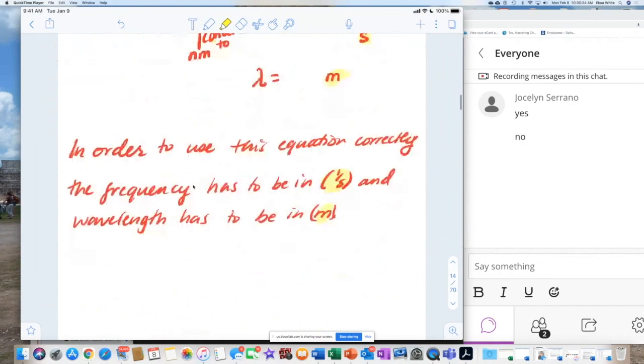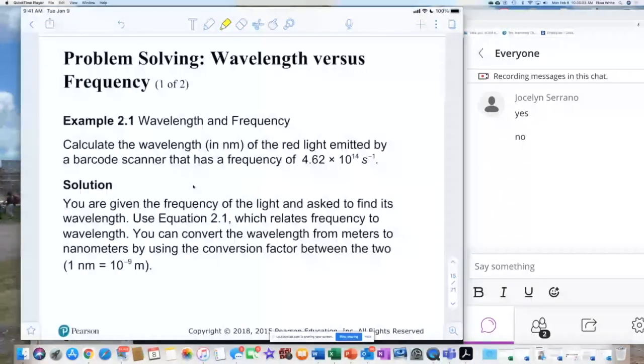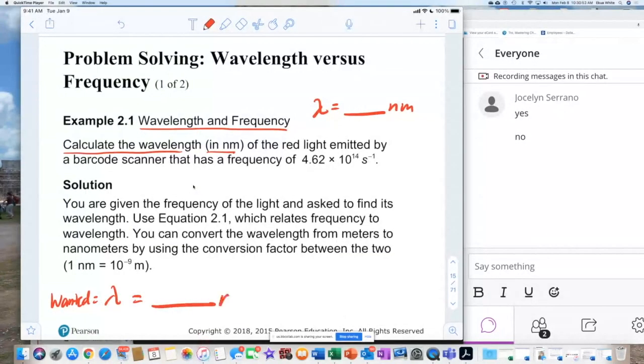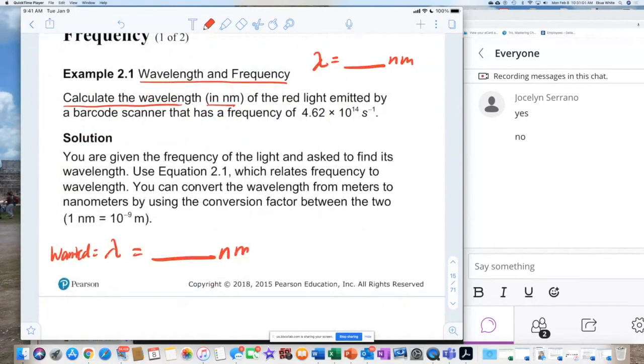Problem here. Wavelength and frequency. Calculate the wavelengths in nanometers. They want us to get the wavelengths, and we have to figure this out in nanometers. So let me actually write it down here. Wavelengths, which is wanted, in nanometers, of a red light emitted by a barcode scanner. This red light has a frequency of 4.62 times 10 power 14 per second.